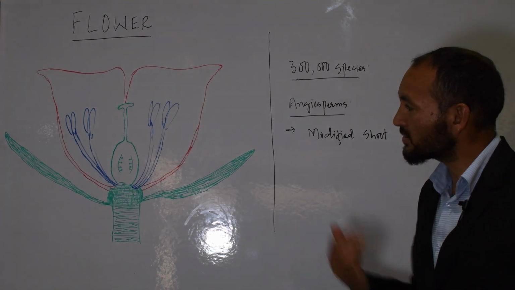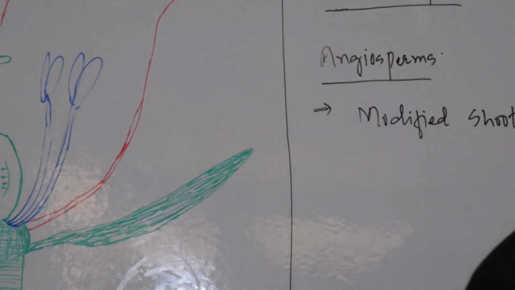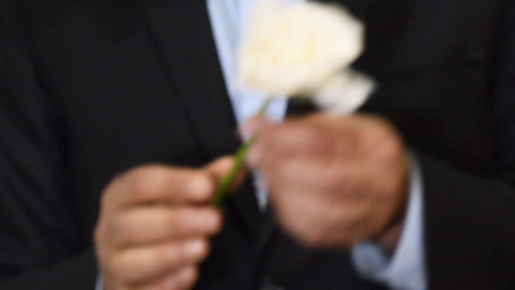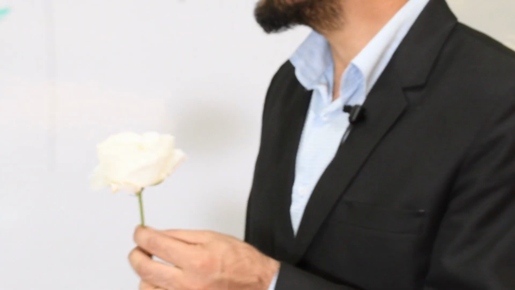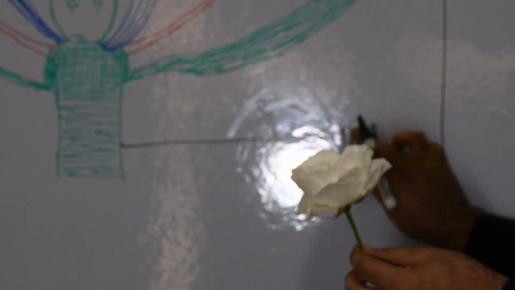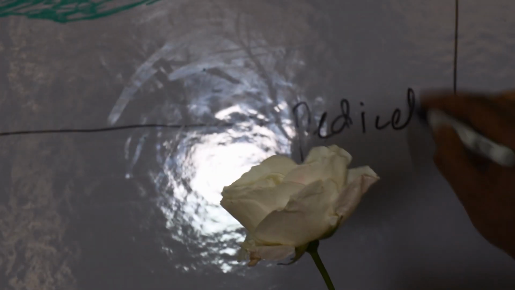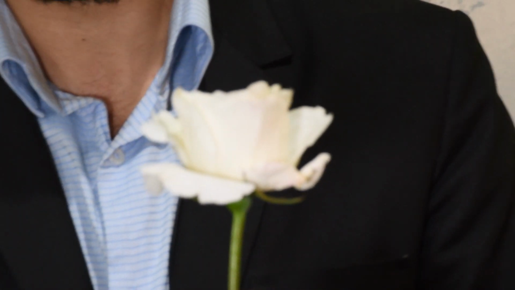Now, when we look at the structure of this flower, let me show you a flower. I have got one here. This flower, which is essentially a modified shoot, is supported with a stalk. This stalk is called the pedicel. So this stalk which actually supports it is called a pedicel.